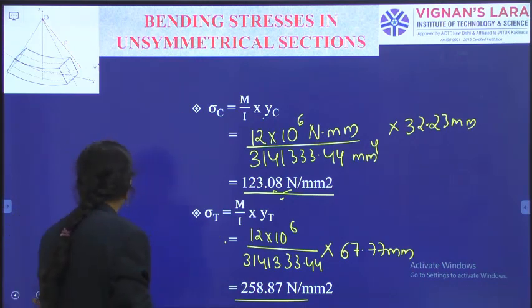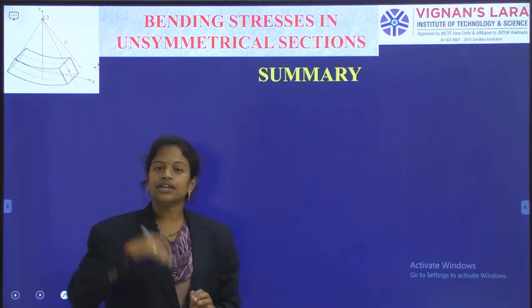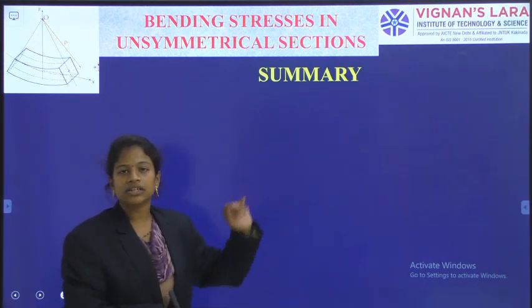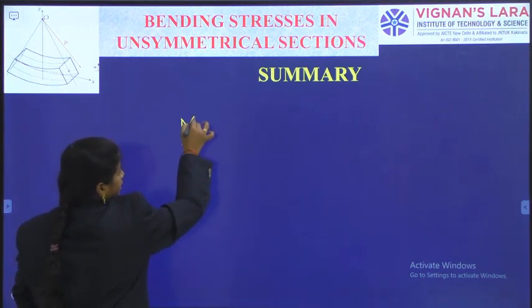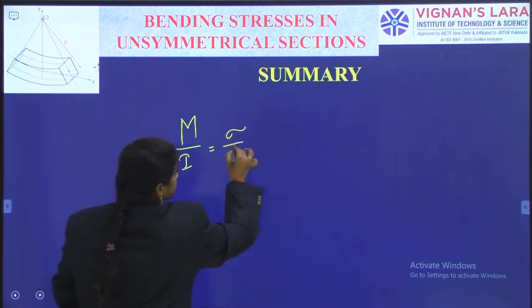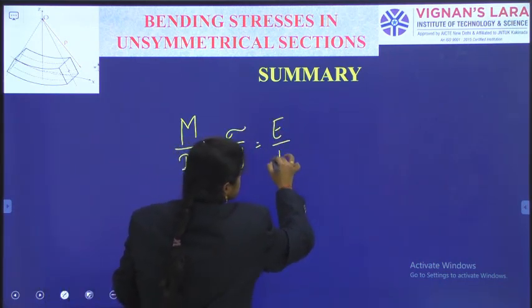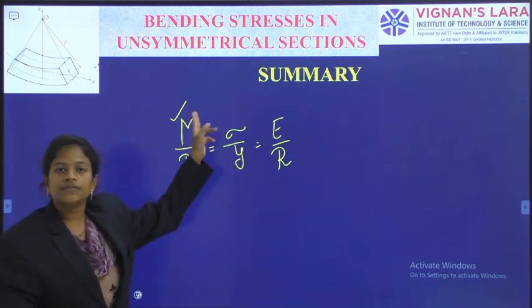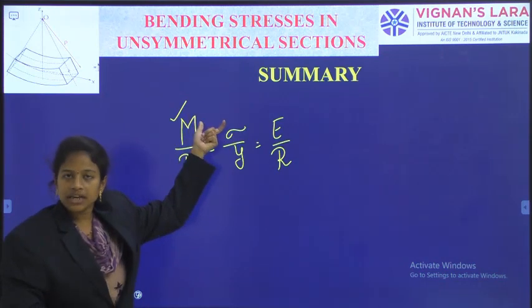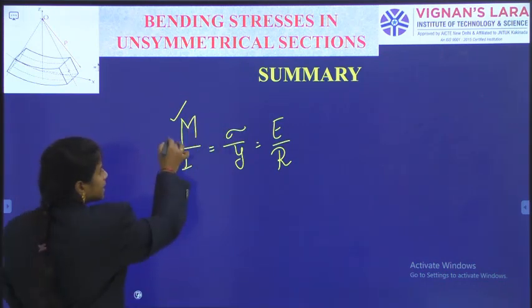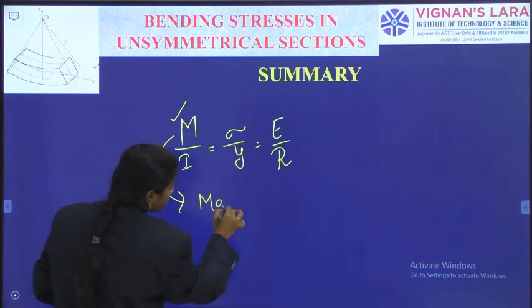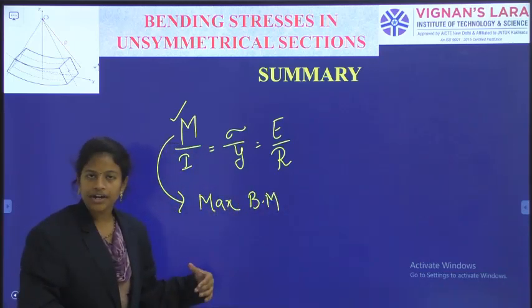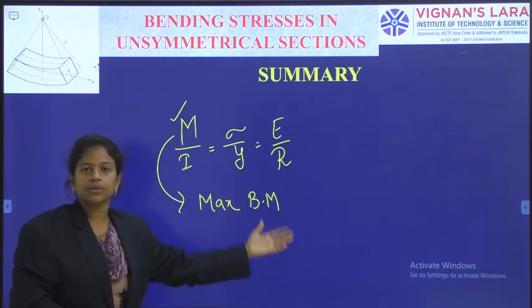In this way, we calculate different stresses in the top fibers and in the bottom fibers. Overall, in these flexural stresses or bending stresses, we have generated our equation M by I, sigma by Y, which is equal to E by R. Here, capital M is the moment of resistance offered by the section. If they are not giving the M answer, how do we calculate it? M is simply the maximum bending moment occurring on the section. The maximum bending moment formula we already know for the different loadings, so we substitute that here.